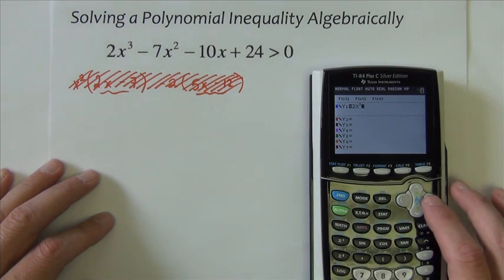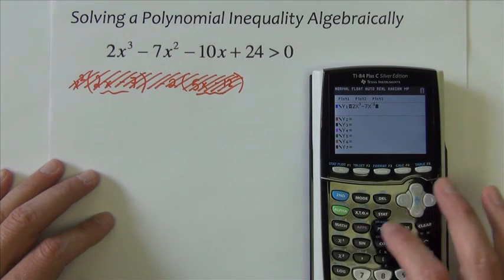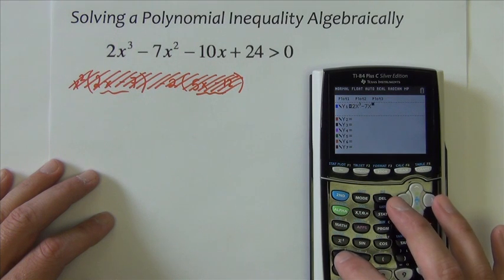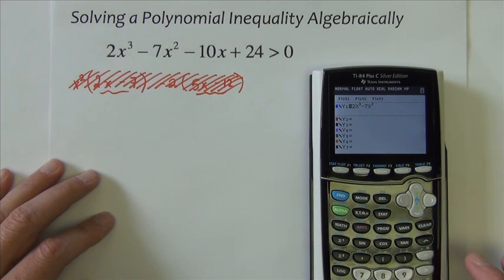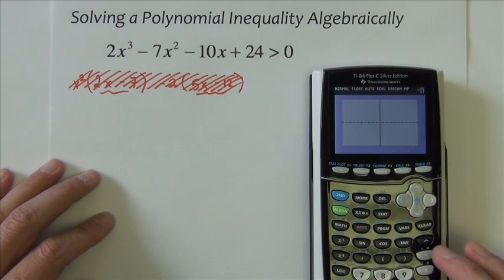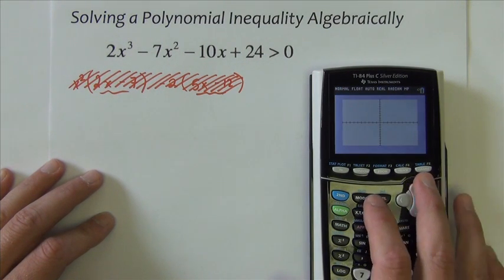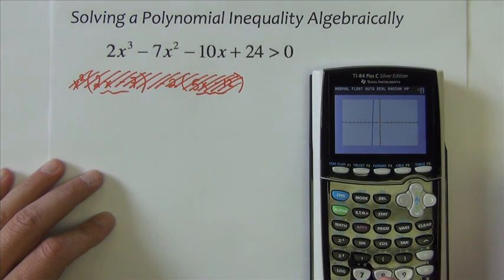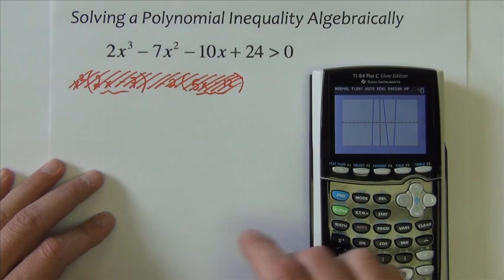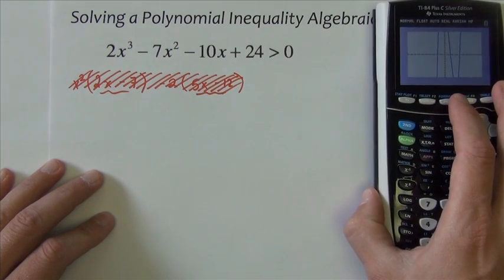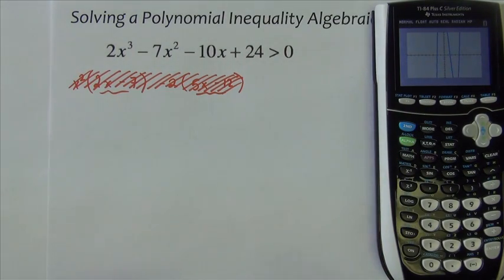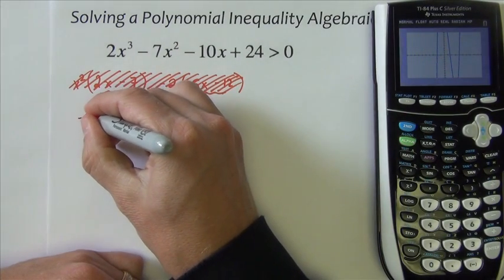So 2x to the third minus 7x squared minus 10x plus 24. I know it says solve it algebraically. I'm just going to use the calculator to help out, but I'm going to use algebra here on paper. So it looks like it crosses through the x-axis at -2. So let's try to divide out -2.